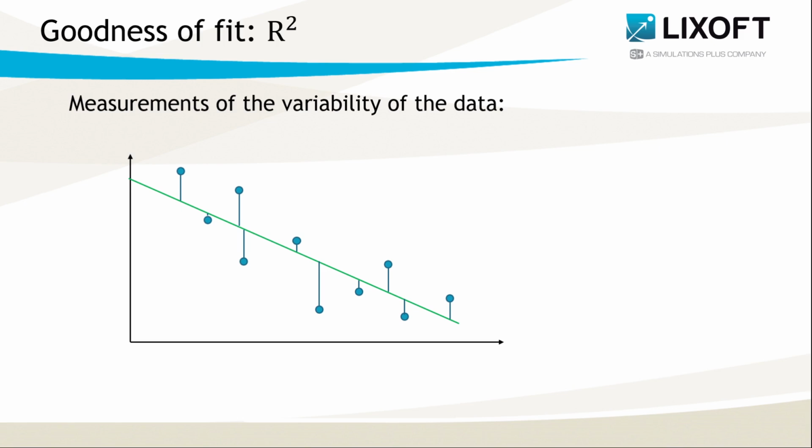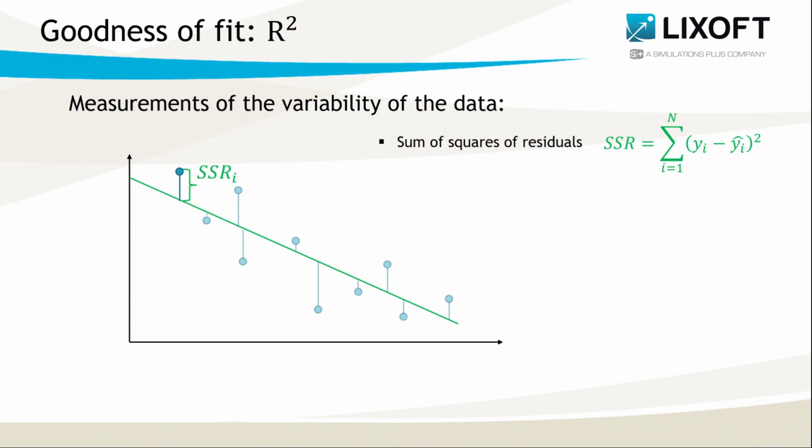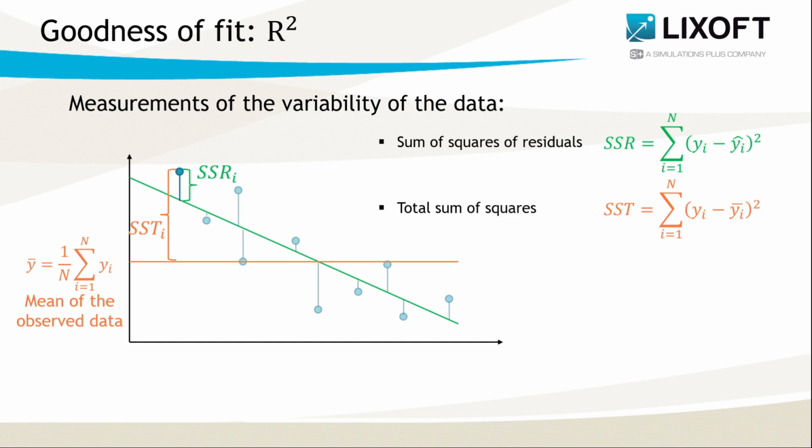So to understand it better, let's look at different types of variability of the data. The sum of squares of residuals, called here SSR, is the variability of the data with respect to a regression line y hat for given lambda z and intercept parameters. The total sum of squares, called SST, is the variability of the data with respect to the mean value, given here by y bar and presented with the horizontal line in the plot.